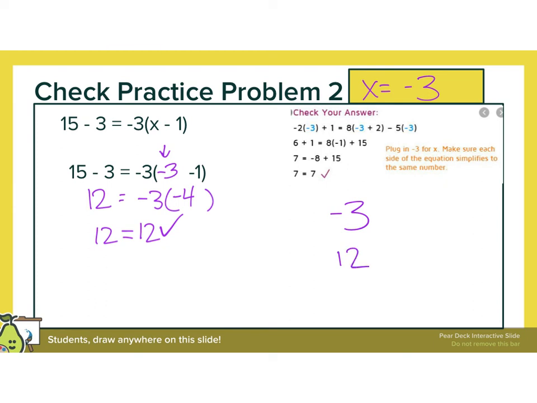The fewer things you type, the less chance there is for an error, because you don't want Google Forms to mark it wrong if it's right because you put an extra space or something like that. So for the solution, you can just put negative 3, and for the check, you can just put 12.